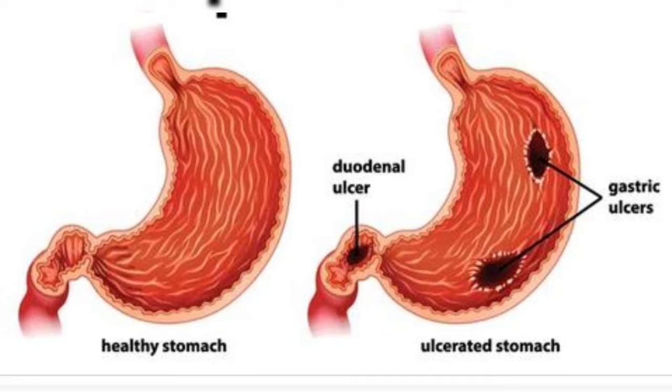Today I'm going to be doing a presentation on peptic ulcer disease. So what is a peptic ulcer? Well, peptic ulcers are defects in the gastric or duodenal mucosa that extend through the muscularis mucosa.